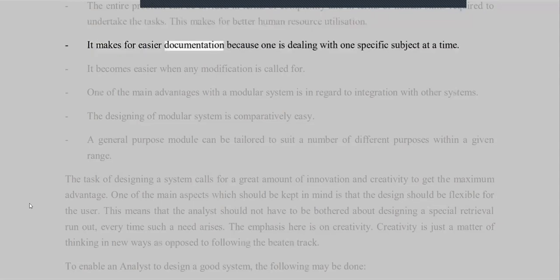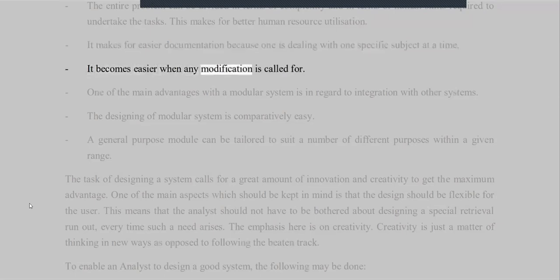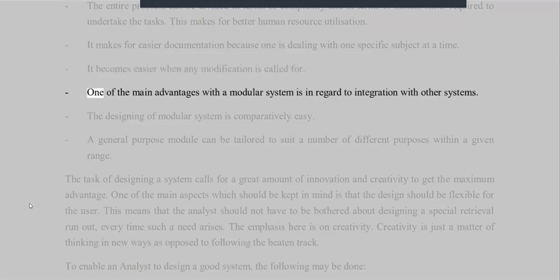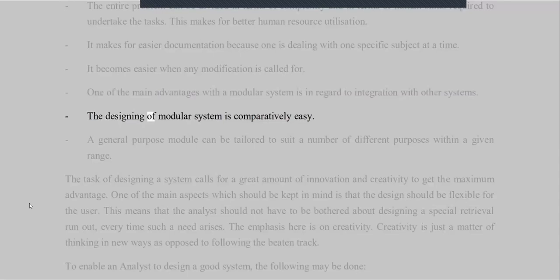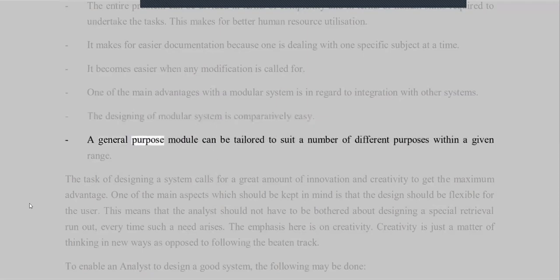It makes for easier documentation because one is dealing with one specific subject at a time. It becomes easier when any modification is called for. One of the main advantages with a modular system is in regard to integration with other systems. The designing of a modular system is comparatively easy. A general purpose module can be tailored to suit a number of different purposes within a given range.